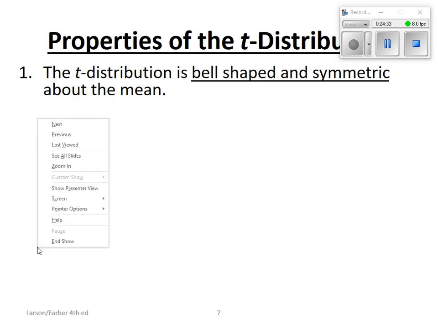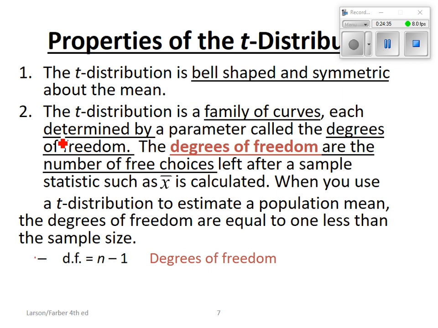Properties of a t distribution. I wouldn't write all this down. Some things you do need to know off this, and I underlined some of the stuff. If I was going to write any of it down, I'd write number 1, bell-shaped and symmetric. Number 2, it's a family of curves. I just write down the stuff that's underlined. And you might want to write this down also with number 2: the degrees of freedom. We talked about degrees of freedom earlier this year. Degrees of freedom: you take whatever n is and you subtract off 1.